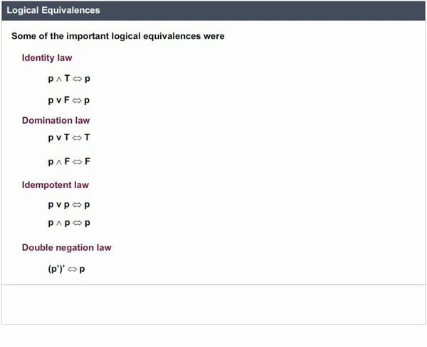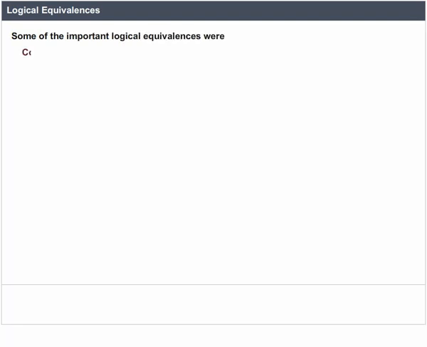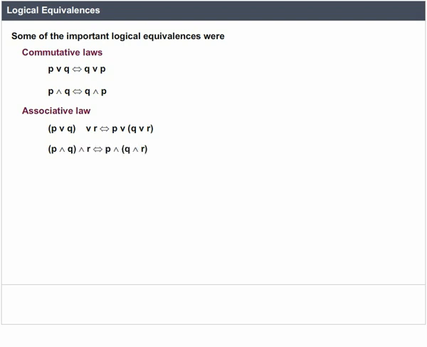Some of the important logical equivalences were: commutative laws, P or Q if and only if Q or P, P and Q if and only if Q and P. Associative law, (P or Q) or R if and only if P or (Q or R), (P and Q) and R if and only if P and (Q and R). Distributive law, P or (Q and R) if and only if (P or Q) and (P or R), P and (Q or R) if and only if (P and Q) or (P and R).